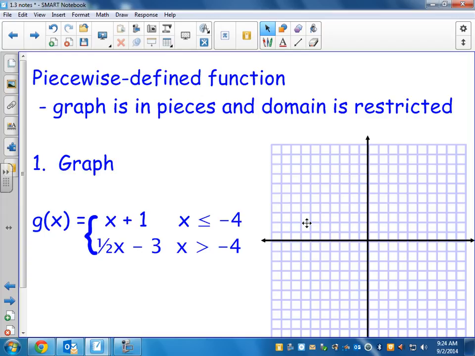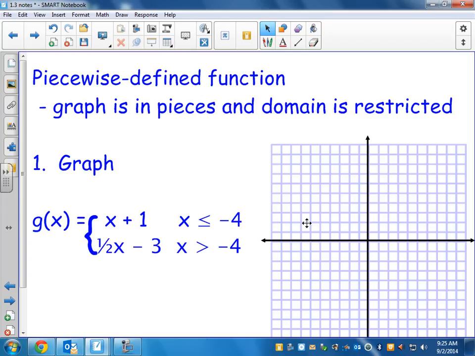You could make a piecewise function that doesn't. It won't be a function anymore. But all of ours will be functions still. So you can always check your answers at least enough to say, is this still a function? Does it pass the vertical line test? And if it doesn't, that means you've graphed something wrong.